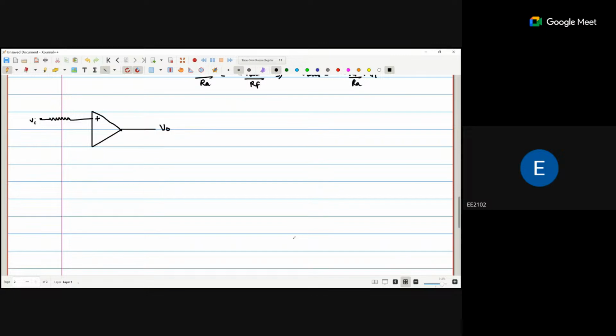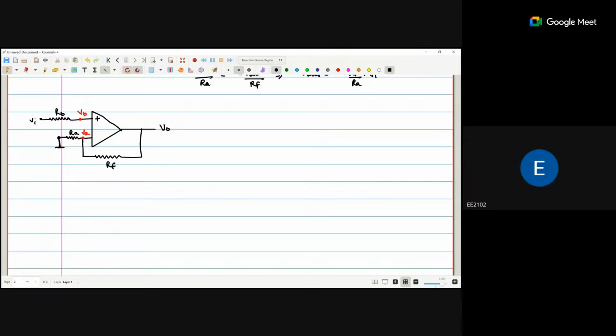This is the positive terminal, connected with ground. This is the RA, RF, and RB. Okay. Now I just say that this point is VB point and this point is VA point.